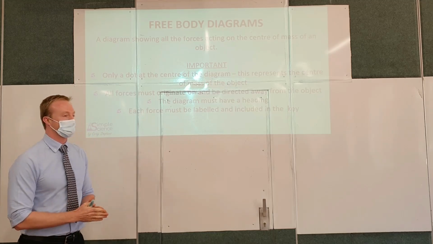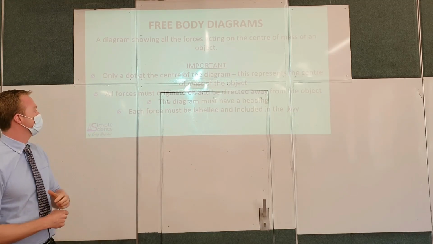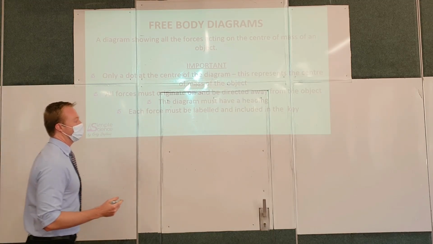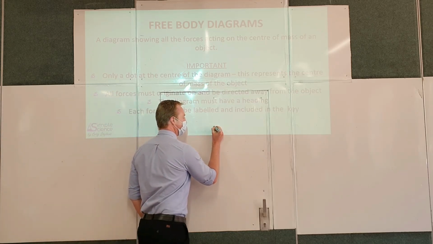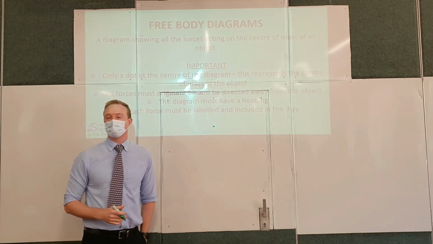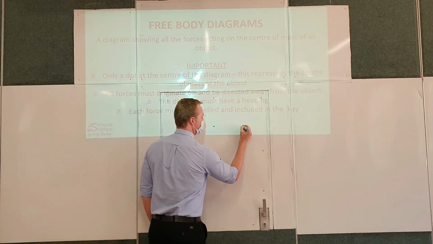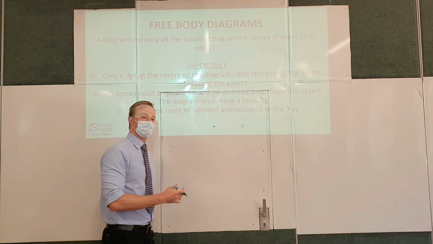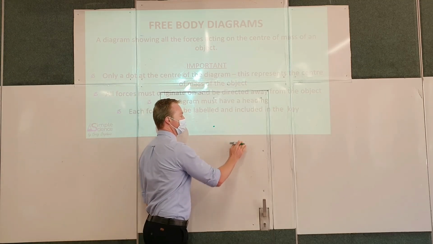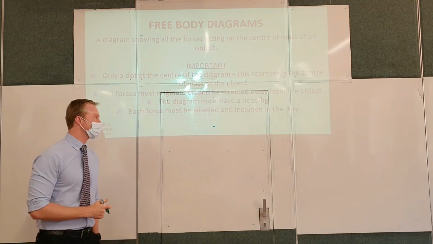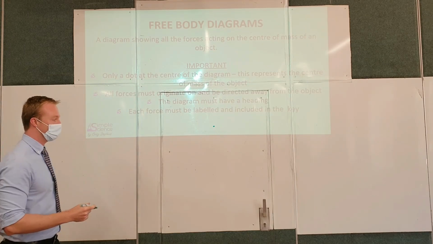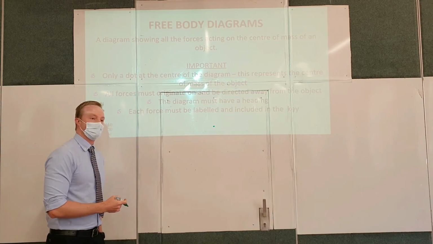So a couple of elements must always be present. Firstly, the object is always represented by a dot. That dot represents the center of mass of that object, and strictly speaking it must be a dot. It cannot even just be a circle. It is a dot that represents the center of mass of that object. The second thing is that all forces must be directed away from that object.